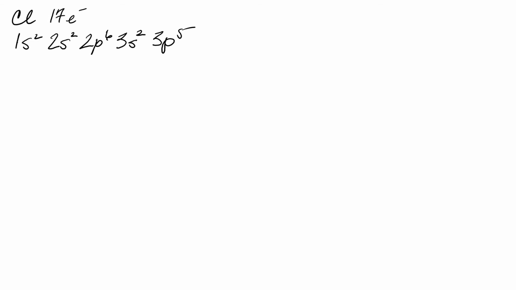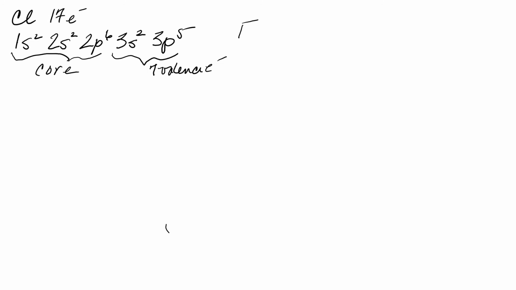How many valence electrons do I have? These are the valence electrons. So there are 7 valence electrons. That is also given by the Roman numeral at the top of that column. It tells us how many valence electrons there are. These are the core electrons, of which there are 10.